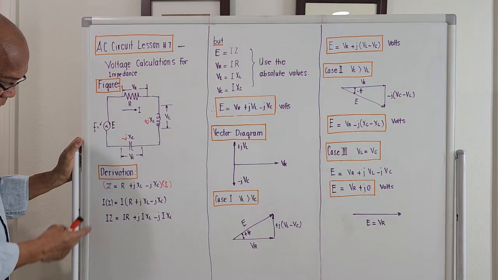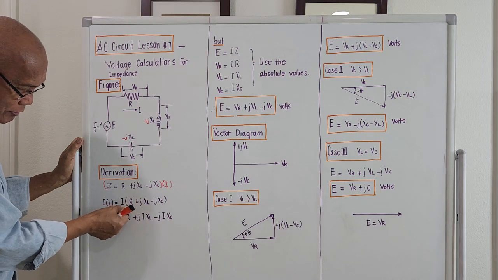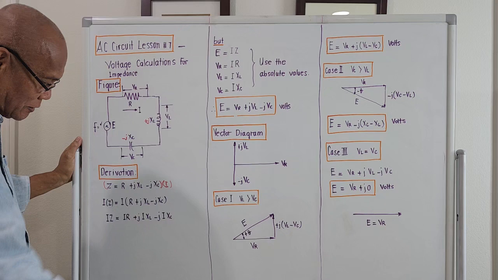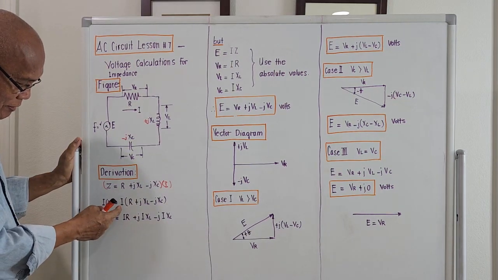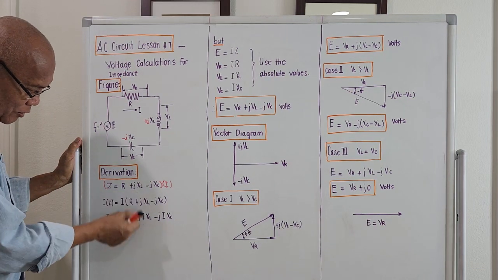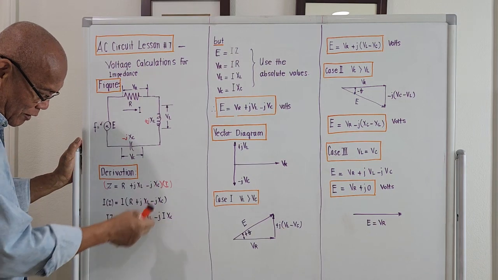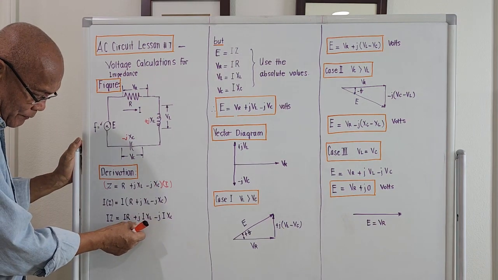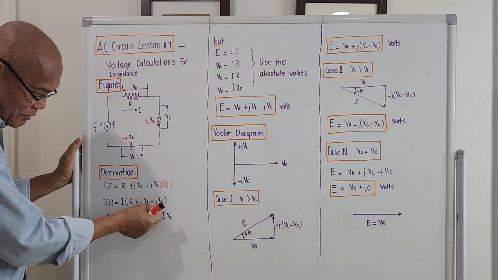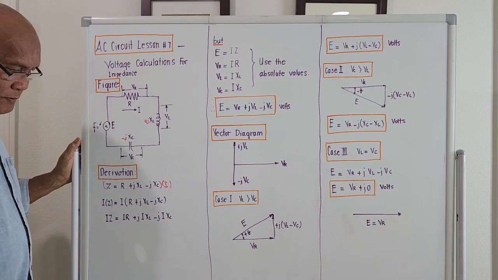Performing the operation, I times Z will be IZ. We will distribute this one. It is the distributive law under college algebra. So we take the individual product with respect to the quantity. I times R will be IR, and I times plus jX sub L will be plus j times I times X sub L, and I times minus jX sub C will be minus j I X sub C.